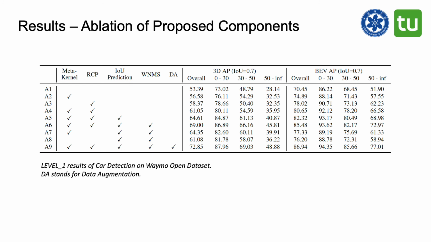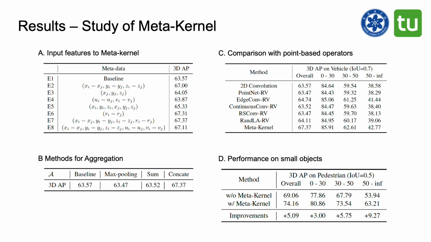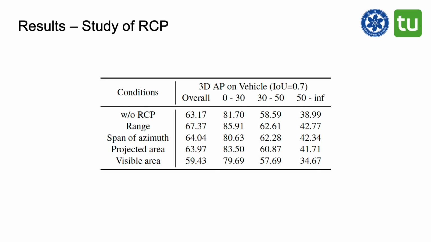This slide shows the ablations of our proposed components. From this table, we can see that these components significantly boost the performance of our baseline by around 20 AP. In this slide, we discuss the study of meta-kernel. First of all, Table A shows that relative Cartesian coordinates as input are much more useful than relative pixel coordinates. One thing worth noticing, concatenation as aggregation is very critical, as Table B shows. Point-based operators in Table C all adopt pooling or summation as aggregation. Moreover, you can see meta-kernel is very powerful on small objects, as Table D shows. As we can see, using range as the ground truth assignment criterion is superior to other strategies.